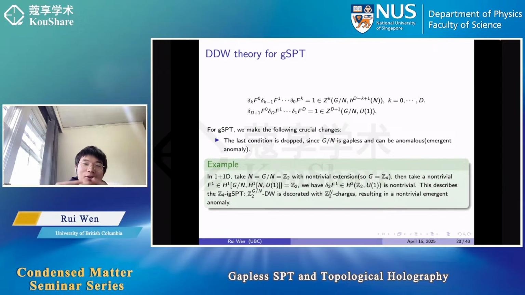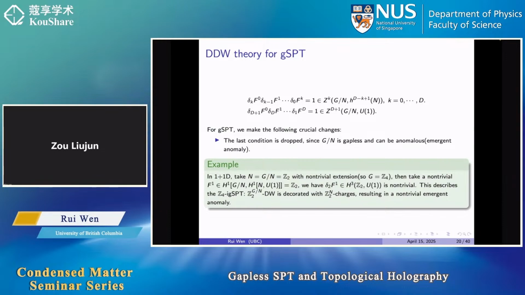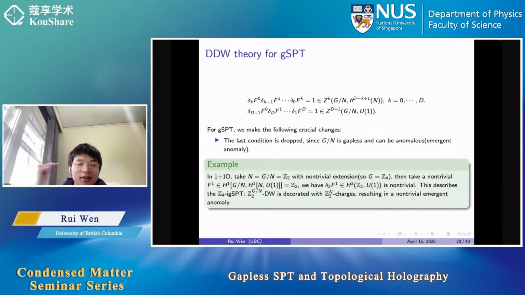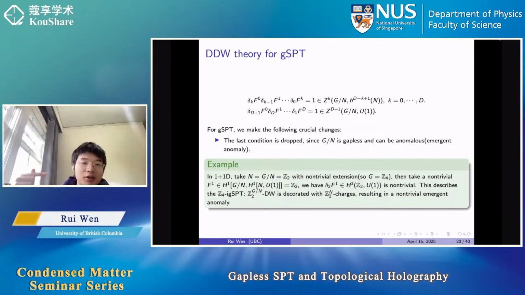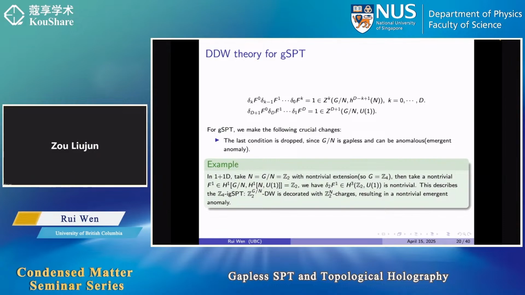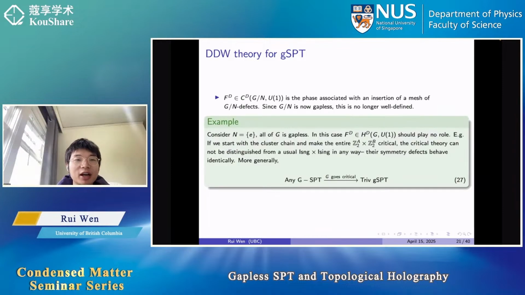By which I mean that there can be an N that acts on some of the G charges on the boundary, and those can still be gapped. So this would be something like an anomalous gapless SPT. It lives on the boundary of an SPT, but it is not fully gapless. Some charges are gapped. I think this is something we can explore in the future. But right now, I'm only looking at cases where G is not anomalous.